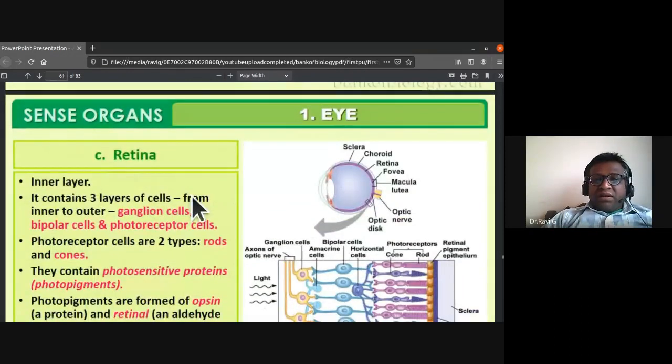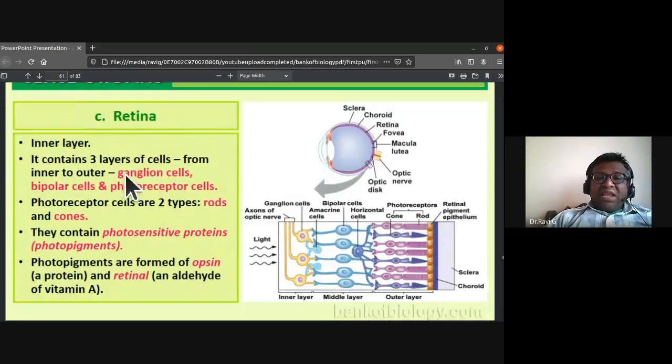The last, third layer is the retina. So the innermost layer is the retina. It contains three layers of cells from inner to outer. You can notice here the choroid and sclera, and the retina has three layers of cells.